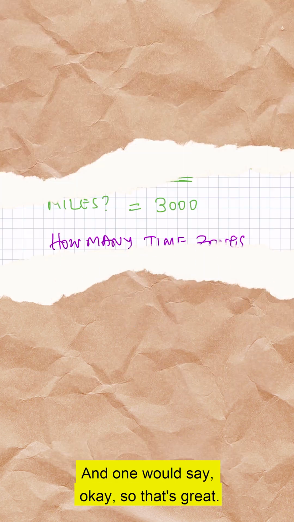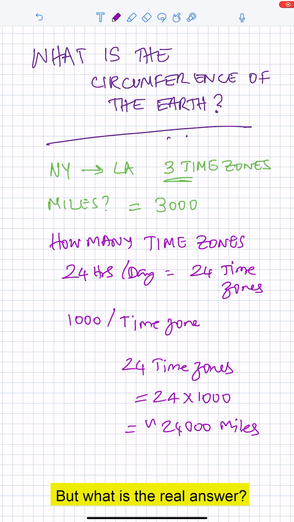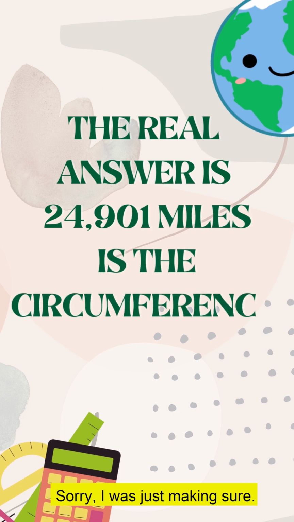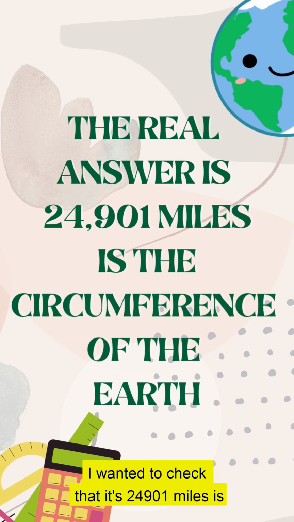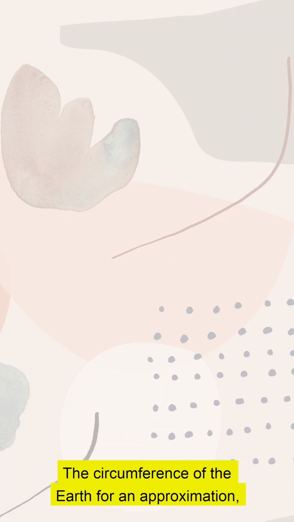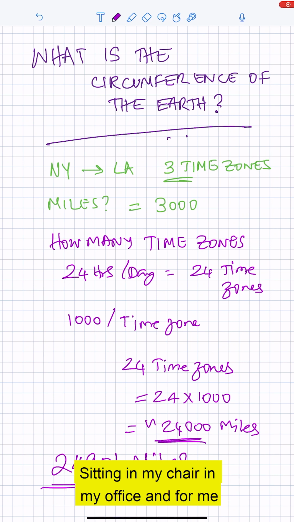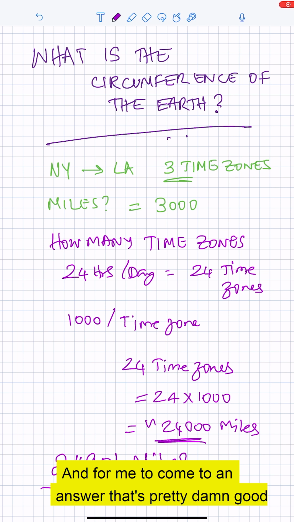One would say, okay, that's great, but what is the real answer? The real answer is 24,901. Sorry, I was just making sure I wanted to check that. 24,901 miles is the circumference of the Earth. For an approximation, sitting in my chair in my office and coming to an answer, that's pretty damn good.